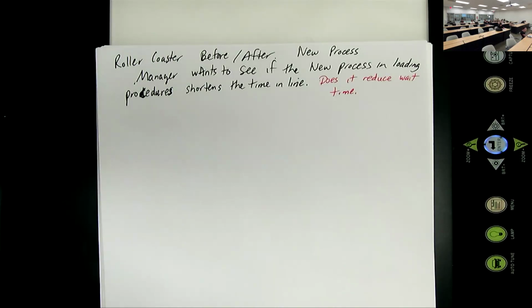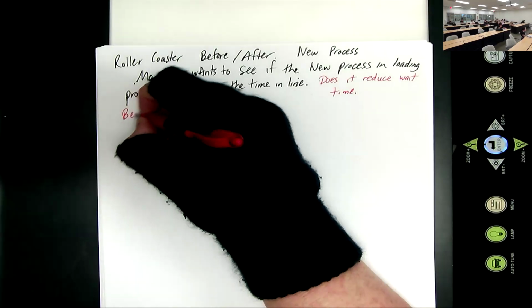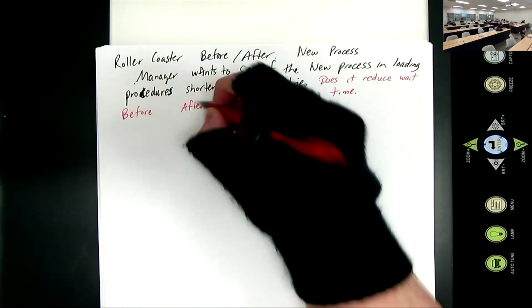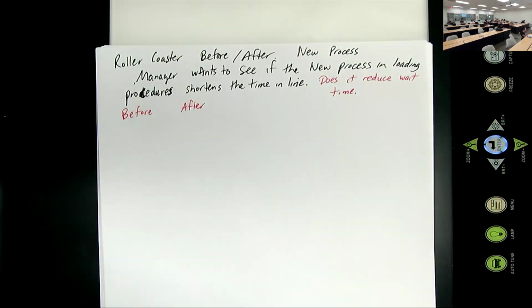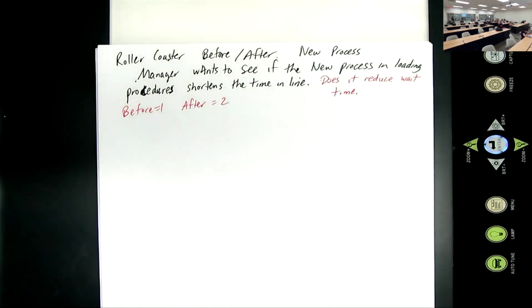We need to label the groups. How do we want to label before and how do we want to label after? Which one do we want to call group one and which one do we want to call group two? Okay, before is 1, after is 2.